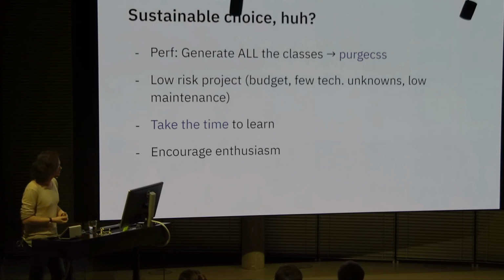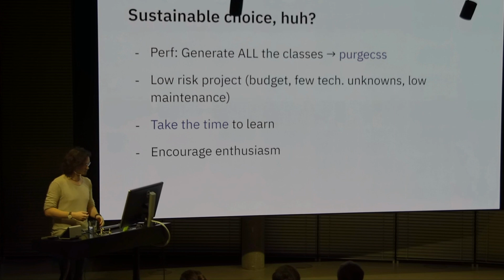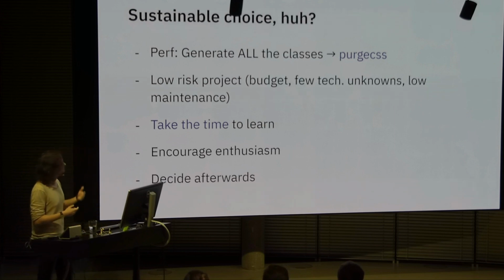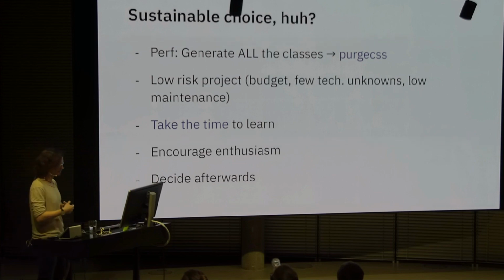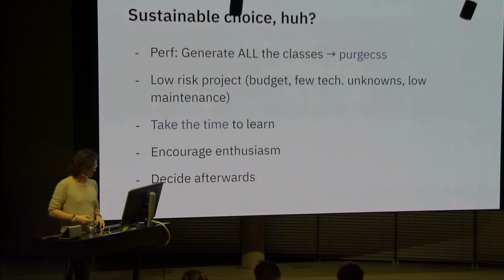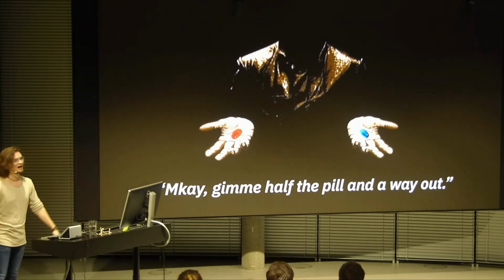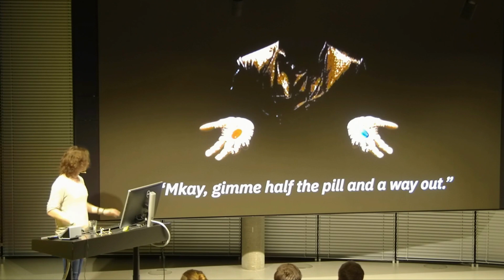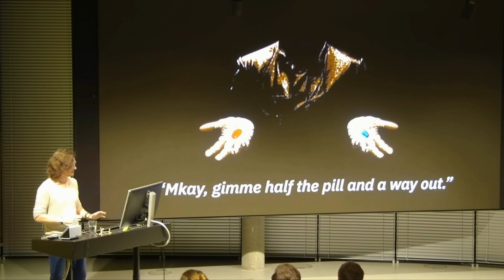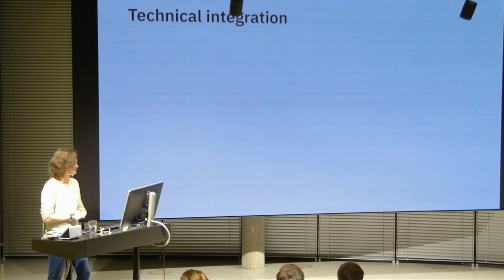So I would really want to utilize the enthusiasm and encourage it and really try to use it and think about it. And then decide afterwards, like after this project, it has a scope, it has a limited time frame, so we can really see. So I thought, well, okay, give me the half of the pill and a way out. I won't take the full pill, give me half of it and a way out, and it's fine. So never underestimate the enthusiasm there, and yeah, I thought, well, let's try it.